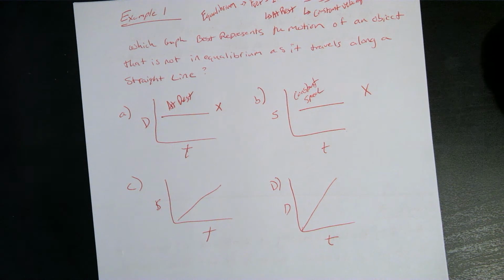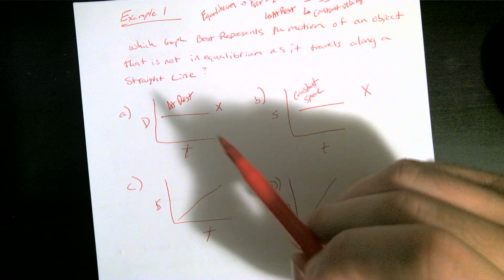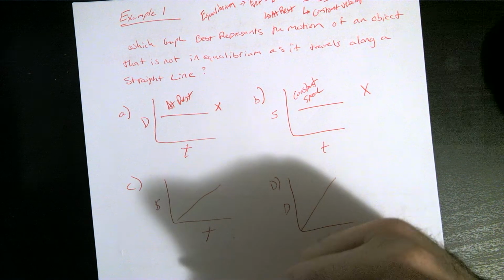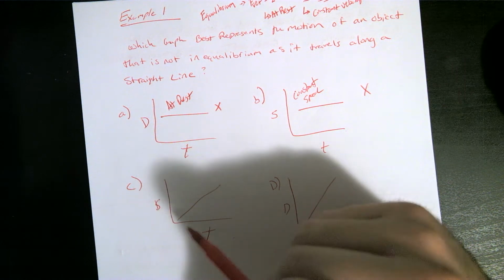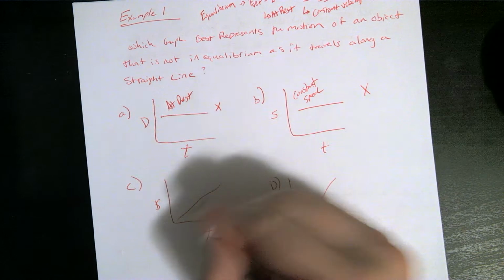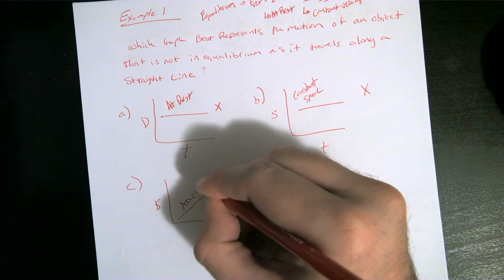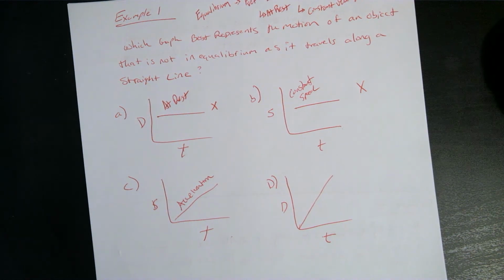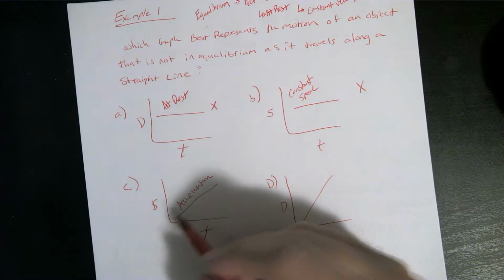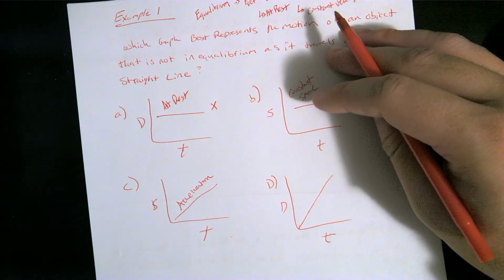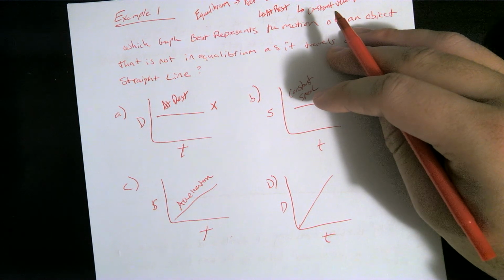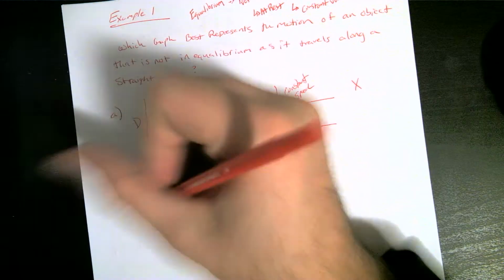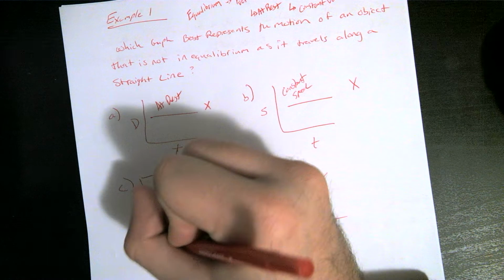Well, let's look at C. C says, as time increases, our speed increases at a constant rate. So we're increasing speed at a constant rate. This is telling me that we now have an acceleration. Our speed is changing as time goes on. So therefore, this object is not in equilibrium. So this is what we want.